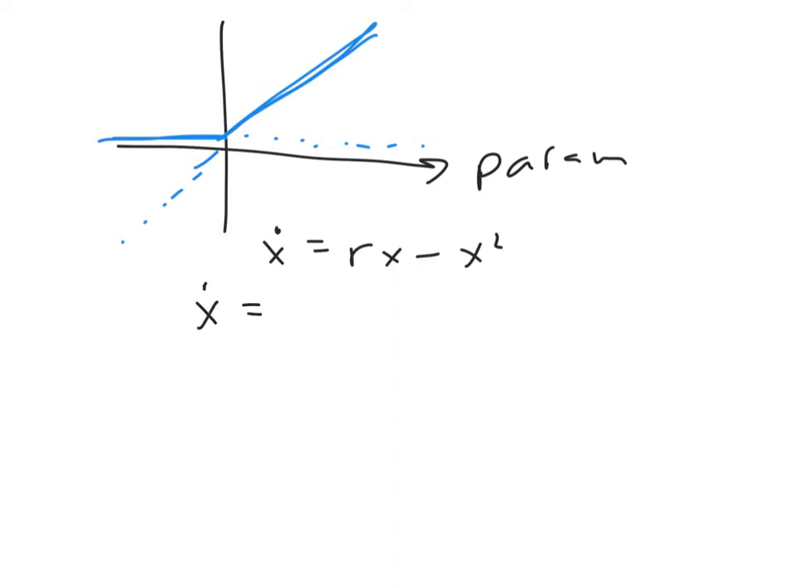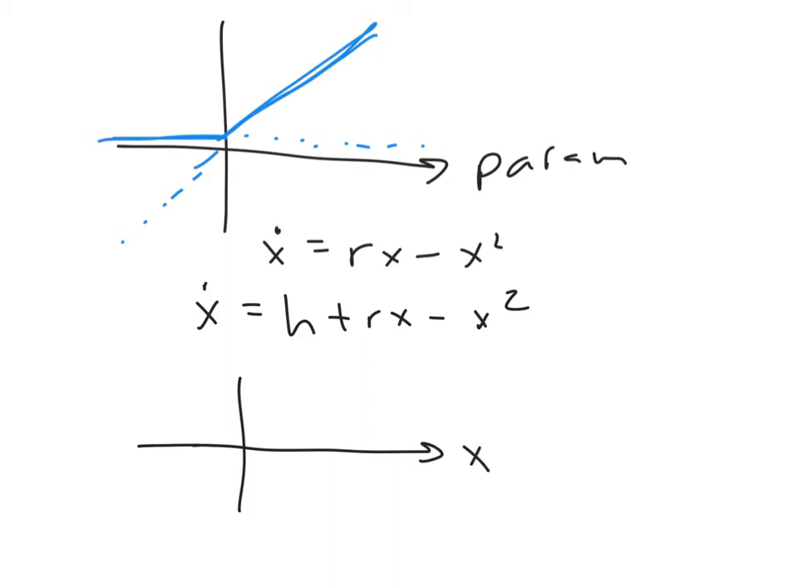So let's say we let x dot equal h plus rx minus x squared. Let's look at how the perturbations change. So I'm going to plot x squared, and then I'm going to plot h plus rx for h positive. And let's say h is now fixed at this positive number, and we're changing r.